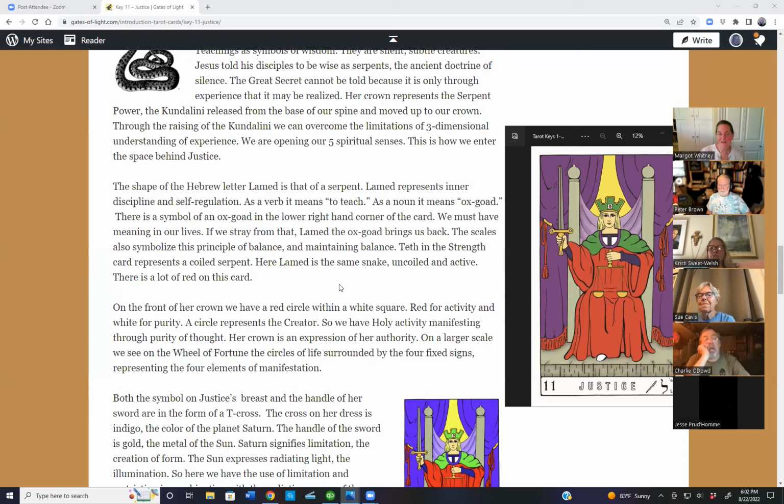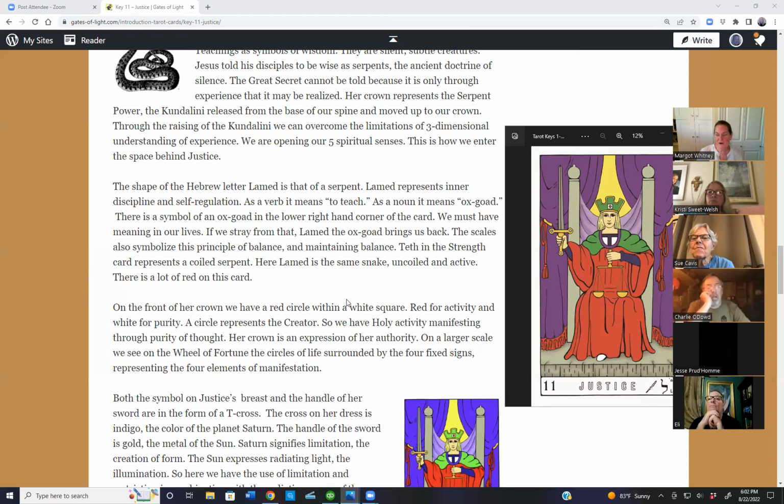As a verb, it means to teach. As a noun, it means ox goad. There is a symbol of an ox goad in the lower right-hand corner of the card, right there. We must have meaning in our lives. If we stray from that, Lamed, the ox goad, brings us back to balance, which is this card.